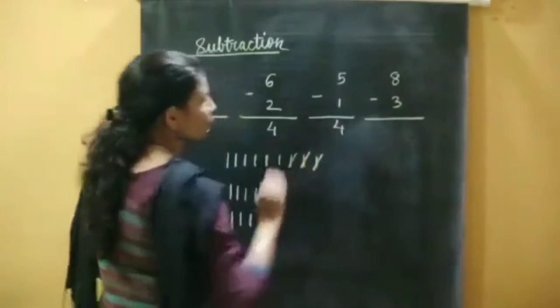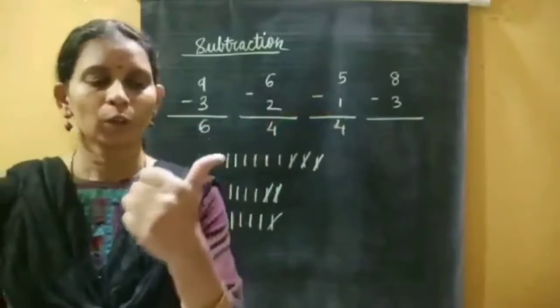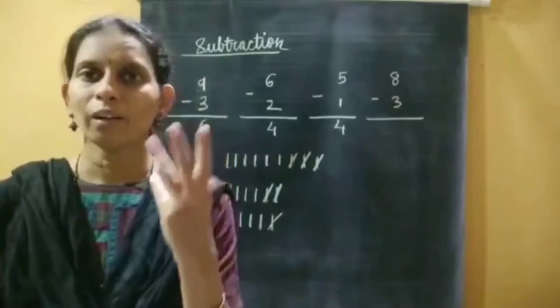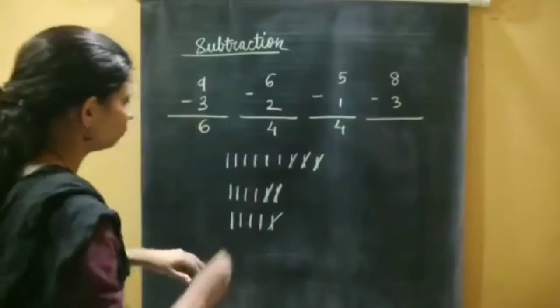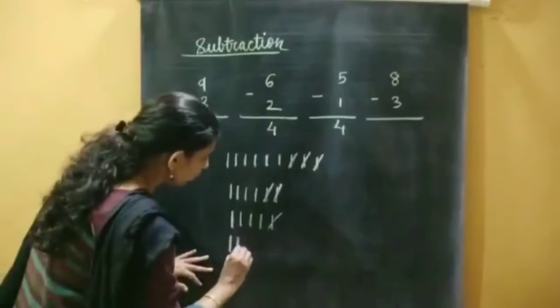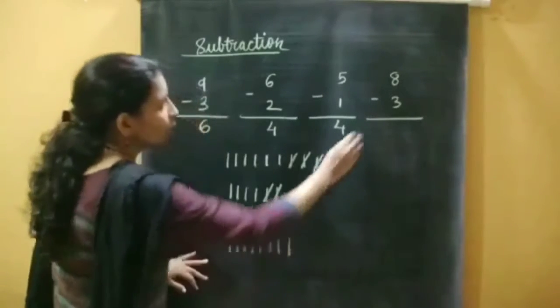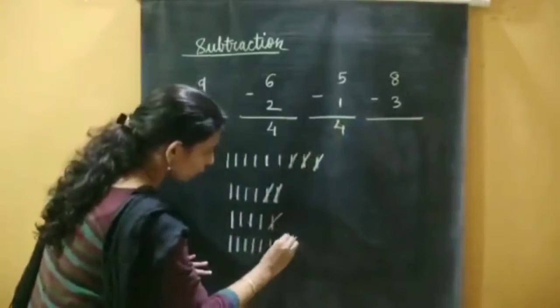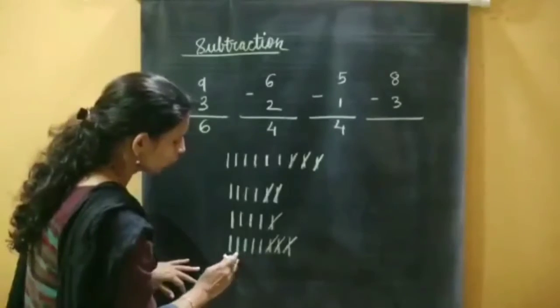Again, the answer is 4. Or you can count forward from 1 to 5: 2, 3, 4 and 5. 4 fingers. Now 8 minus 3. Count 1, 2, 3, 4, 5, 6, 7, 8. Minus 3: 1, 2 and 3. How many remain? 1, 2, 3, 4, 5.